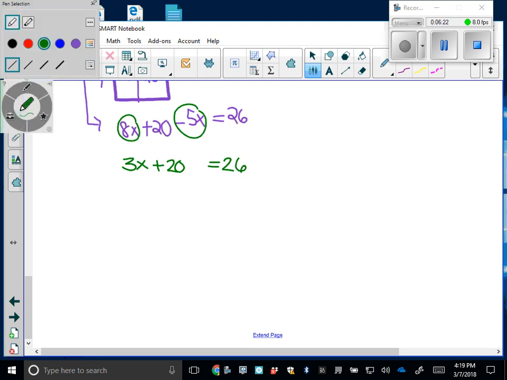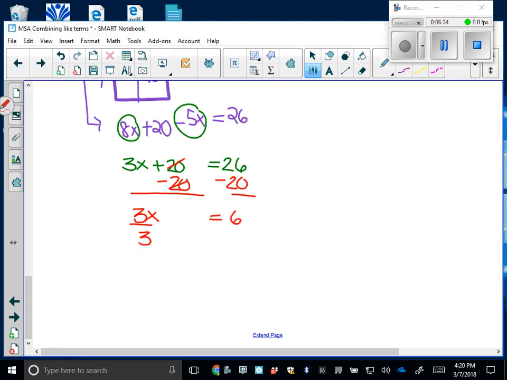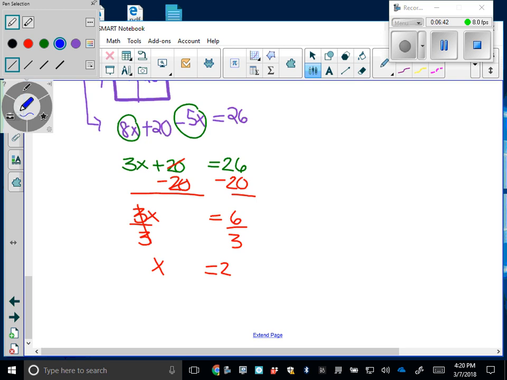Now I have a two-step equation. I'll subtract 20 from both sides. 3x equals 6. Divide by 3. X equals 2. So that had quite a few steps. That would be a good one to check my work, just to make sure I didn't make a careless mistake. We'll soon see.